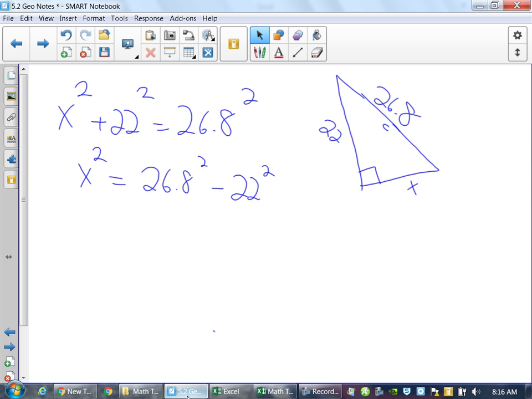So when you type in, once this loads up, my calculator is awfully slow on here. So you type in 26.8 squared, subtract 22 squared. I get 234.24.